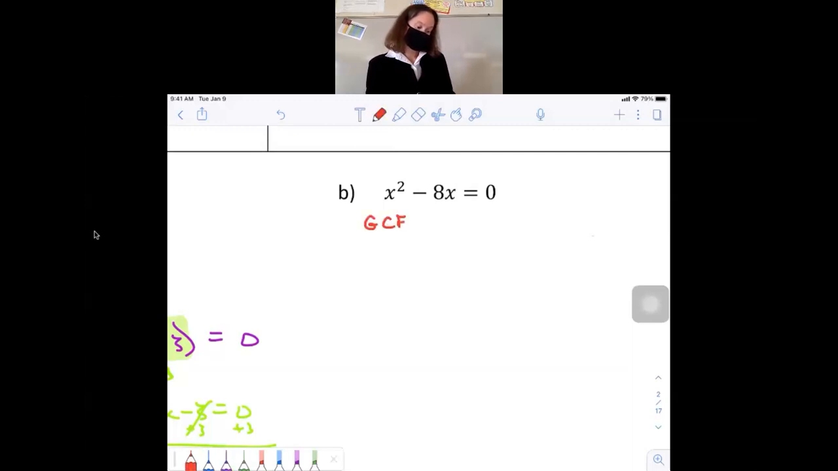Okay, let's take a look at B. Is there a greatest common factor? What's the greatest common factor? There isn't a number that's the greatest common factor. Nice. So now, what goes in parentheses after is what's left over. So what would I need to multiply x by to get x squared? What do I need to multiply x by to get negative 8x?